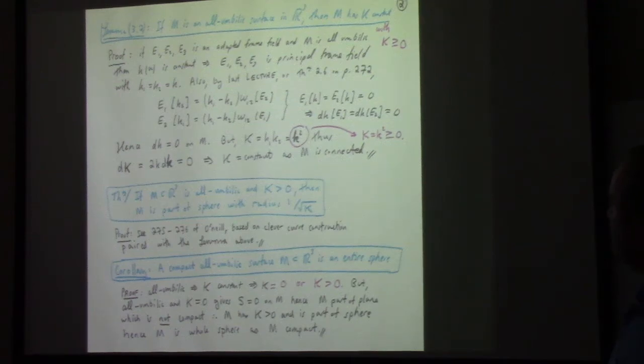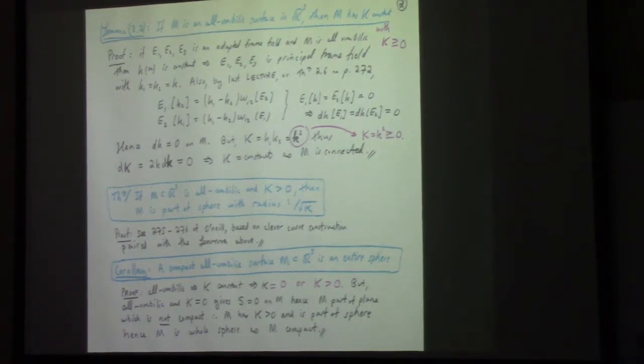So apparently, what I just said is impossible. Because in fact, if the principal curvature is, well, I guess it doesn't, well, yeah, the Gaussian curvature is equal to k squared, and this proves here that k is in fact a constant. So, yeah. If M is all umbilic and has Gaussian curvature positive, then M is part of a sphere with radius 1 over the square root of the Gaussian curvature.